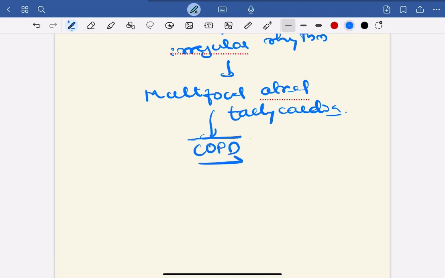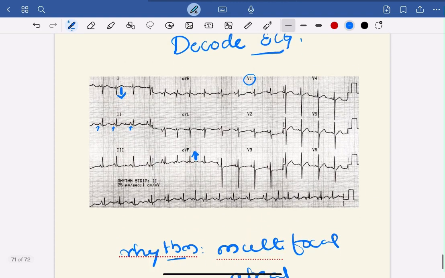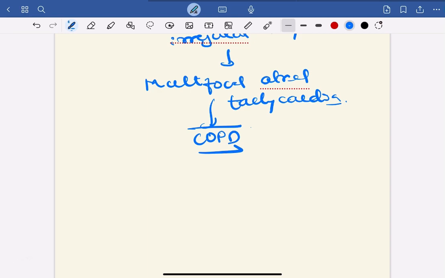This patient actually presented with dyspnea, chest pain and wheezing. On examination, wheezing was there. So this is a case of multifocal atrial tachycardia.